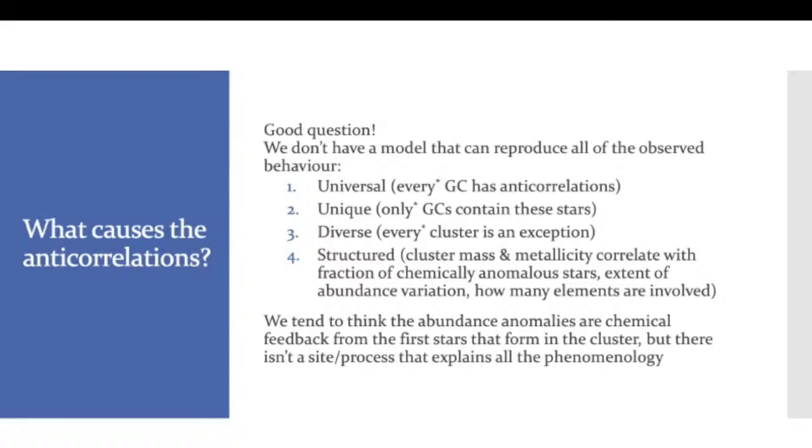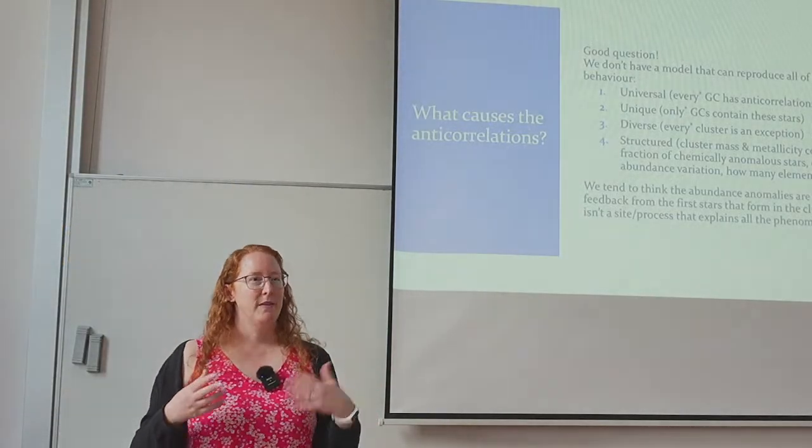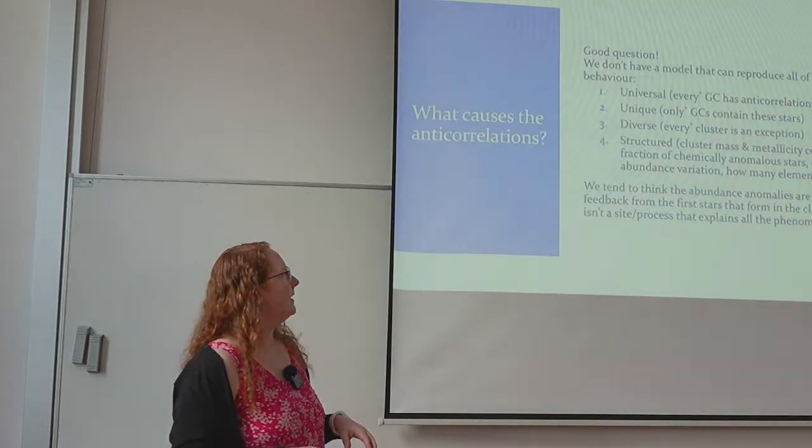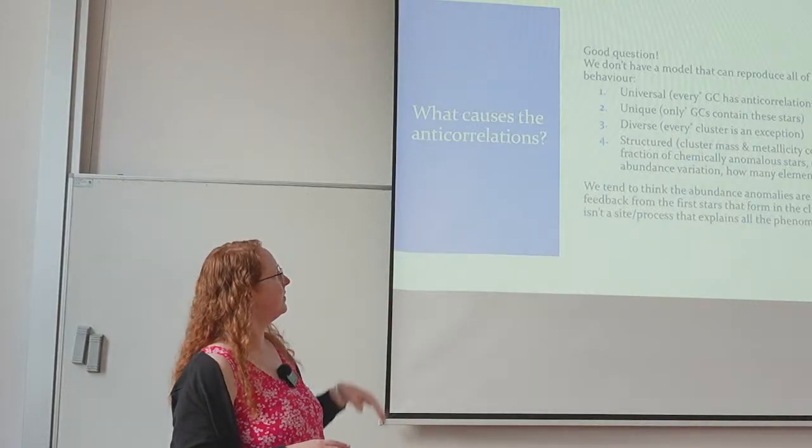One of the tricks to trying to come up with a model for this is that every cluster is different. There's not a clear correspondence between, for example, the metallicity or the present day mass and the amount of anti-correlation, or even which elements are involved. So the magnesium and aluminum don't always play along. Not obvious why that's true. And there are some patterns, but it's not as clear as you'd like.